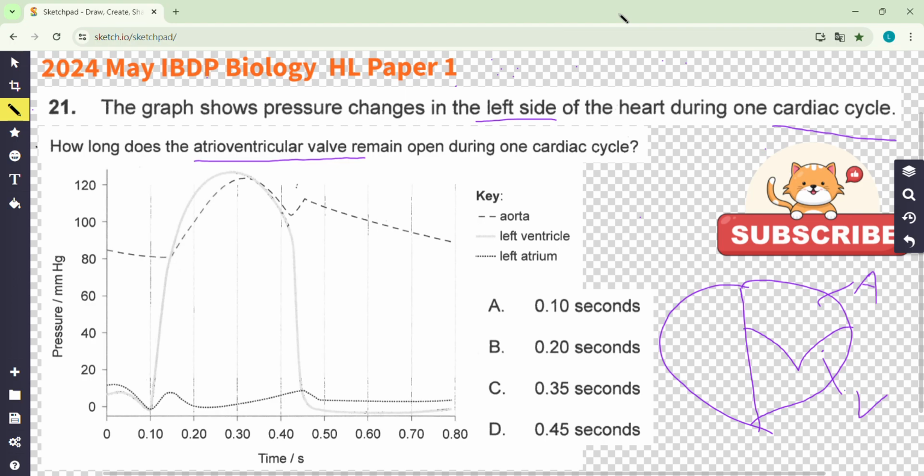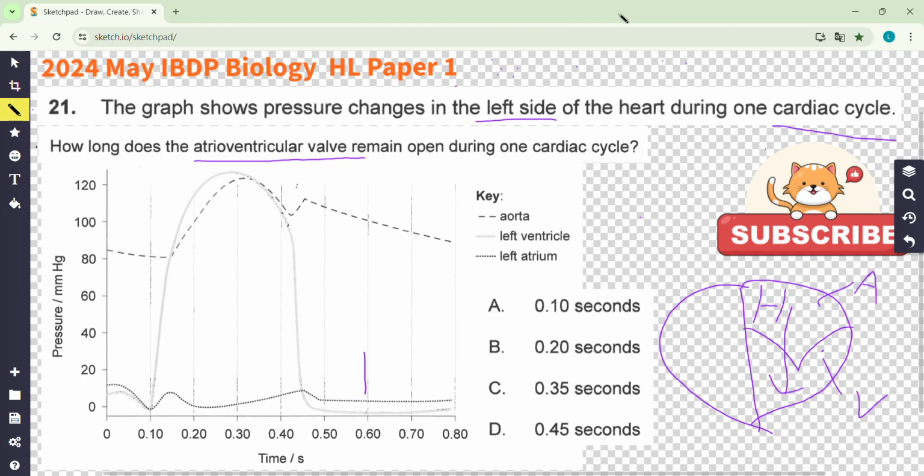It said that when the valve remains open, it means the atrium has a higher pressure, right? It pushes the blood down, so it's a higher pressure than the ventricle, and then look for it. So when does the atrium have a higher pressure? Atrium has a higher pressure. Sorry, atrium is this one.